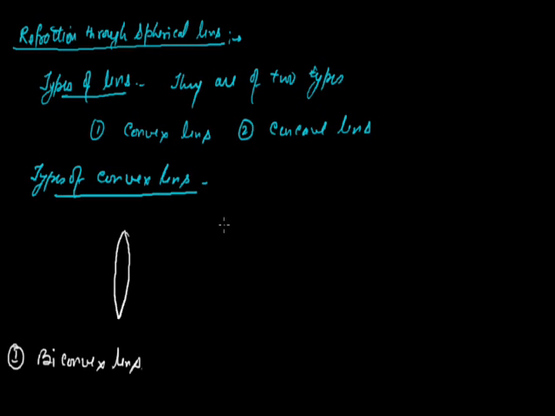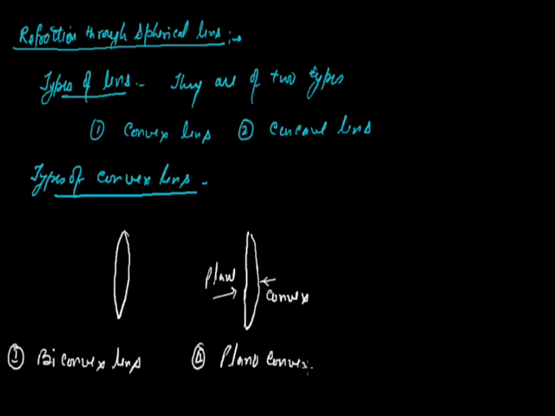Second is plano-convex. This one is plane, that is convex. One surface is plane surface and second is convex surface. This is plano-convex lens.